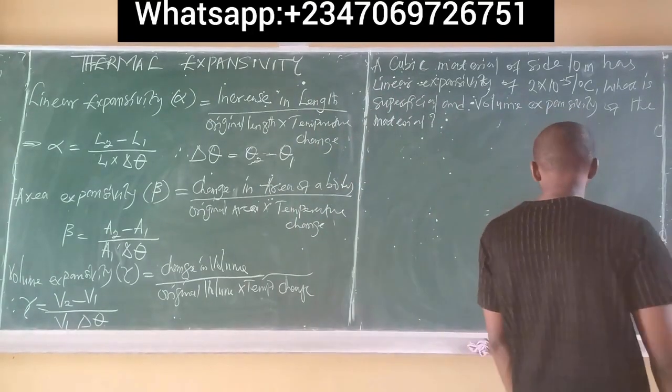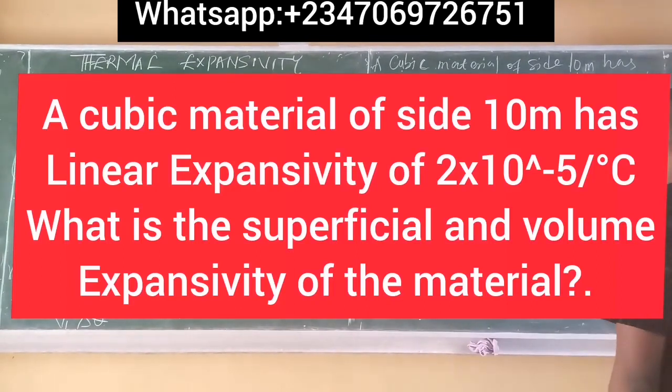Now, let's consider this question on the board. The question says a cubic material of side 10 meter has linear expansivity of 2 times 10 to the power of minus 5 per degree Celsius. What is the superficial and volume expansivity of the material?